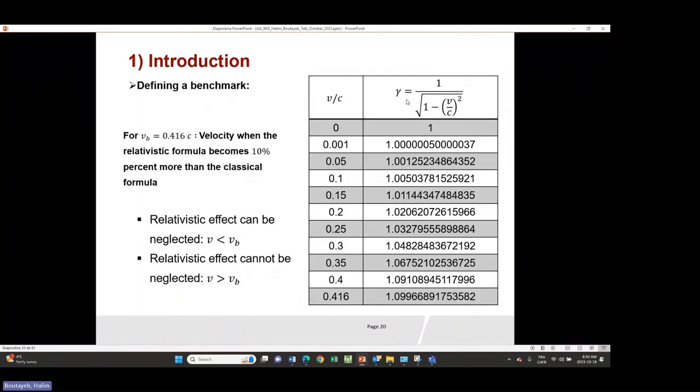So let's see the gamma factor as a function of V over C. What we can see is that only when V over C equals 0.416 is the gamma factor more than 1 by 10%. So if you are lower than that, you can actually neglect the gamma factor. You can consider it equal to 1 as long as you are lower than this. So this can be used as a benchmark. When V is smaller than VB, we can neglect the relativistic effect. If it is higher than VB, then we cannot neglect the relativistic effect.